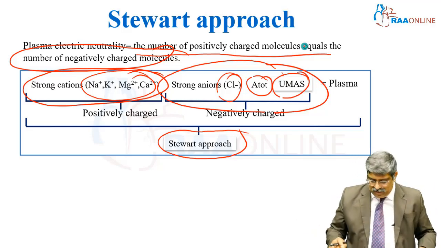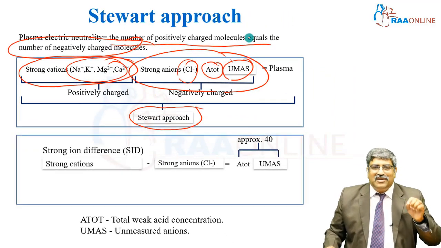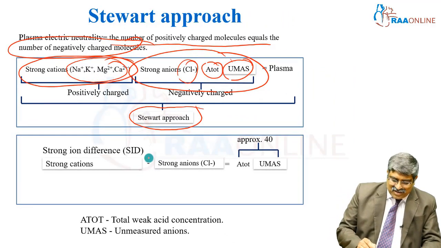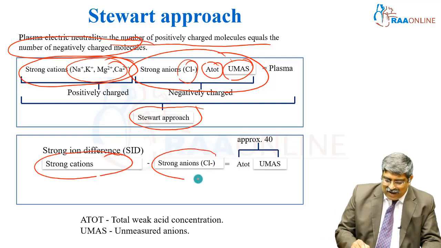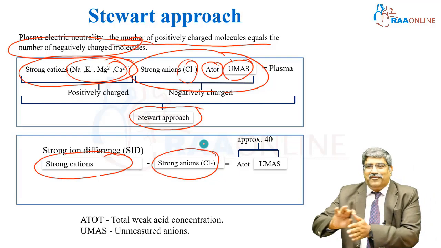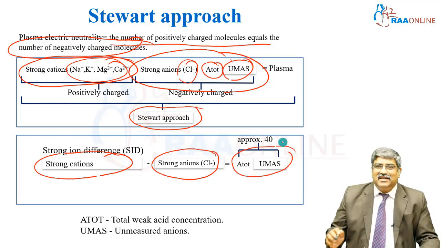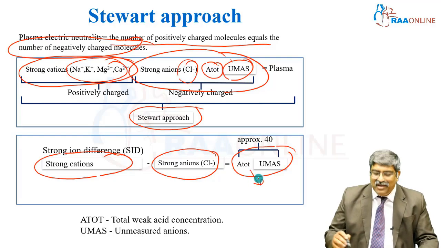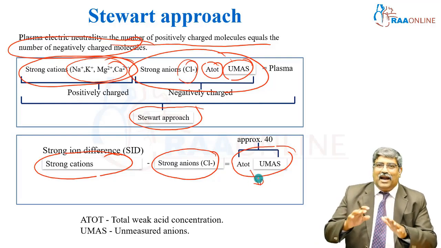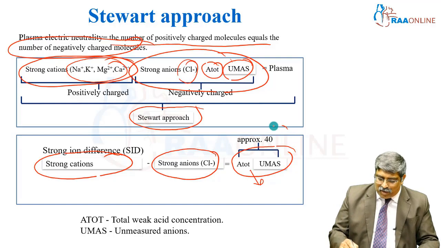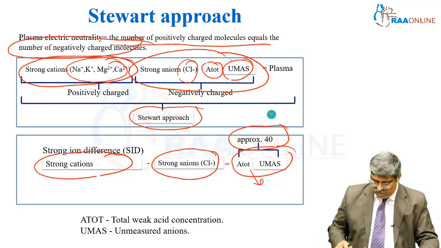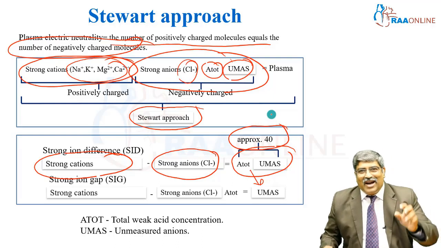This is the Stewart approach. Then what is strong ion difference? Strong ion difference is nothing but you take the cations and subtract the anions. You leave the weak acids and the unmeasured anions. The weak acids will be phosphate and albumin, and the unmeasured anions, if you add them, will be approximately around 40 millimoles per liter. What is strong anion gap?